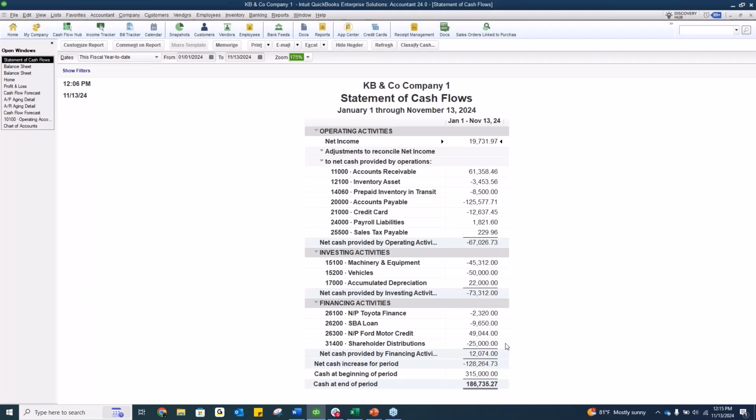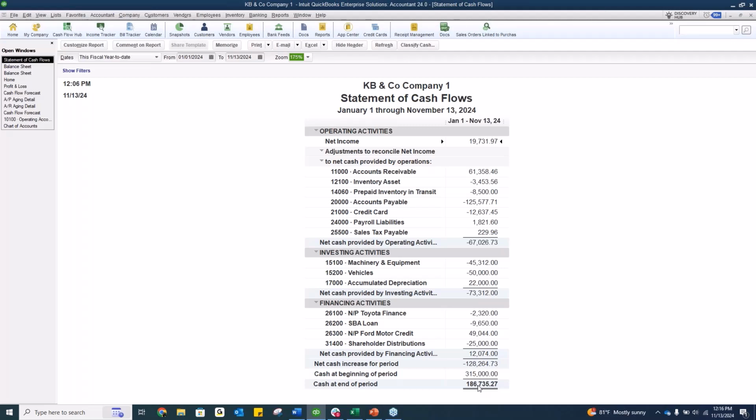You'll notice that at the bottom of each of these 3 sections highlighted in blue, there is a line that says net cash provided by. So net cash provided by operating, investing, and financing. If we add each of those 3 lines up together, we get the total net increase or decrease for the period. In our case, the 3 sections add up to a net decrease of $128,000, which is going to explain the difference between my beginning cash of $315 and my cash at the end of the period, which is $186.